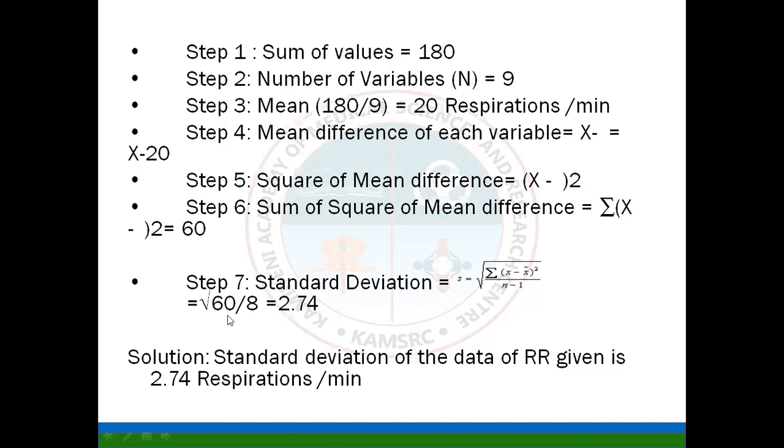So when the variables are less than 30, we take n minus 1. If they are 30 or more than 30, we take only n. So SD is 2.74. So the standard deviation for the data of respiratory rate given is 2.74 respirations per minute.